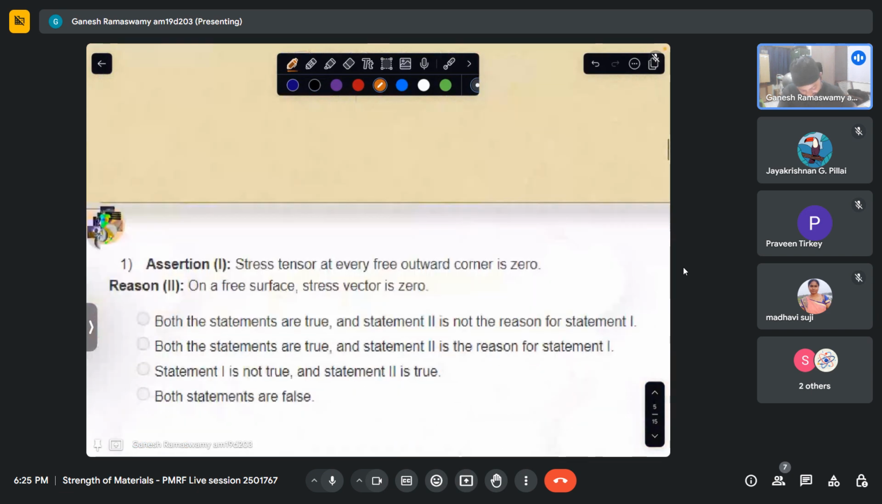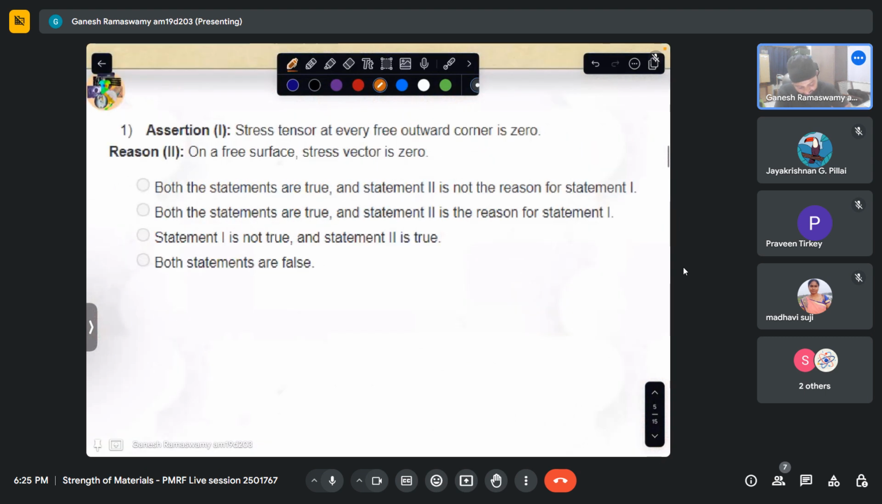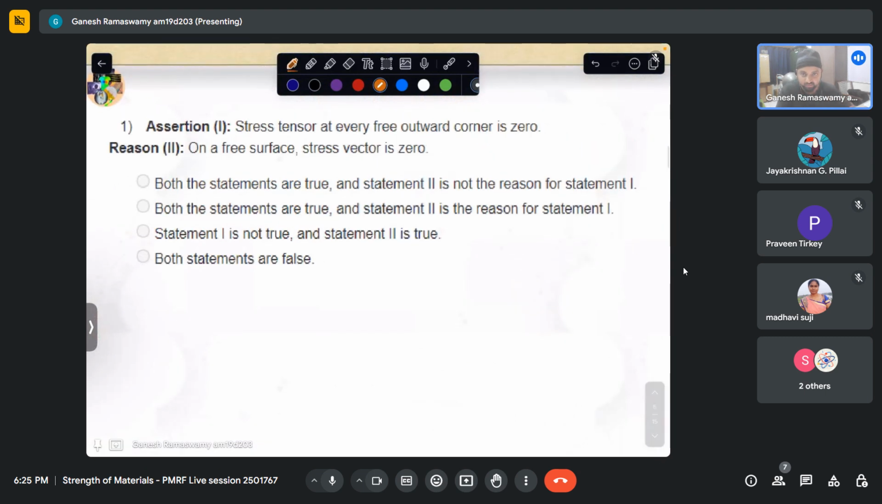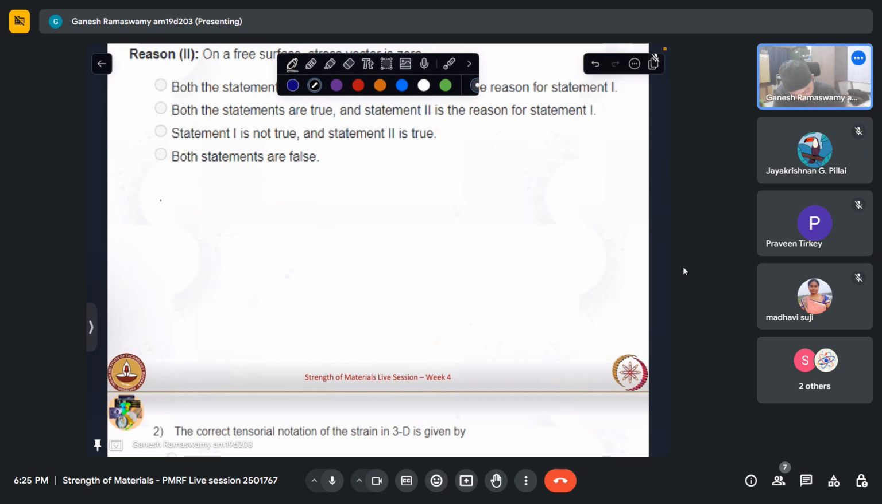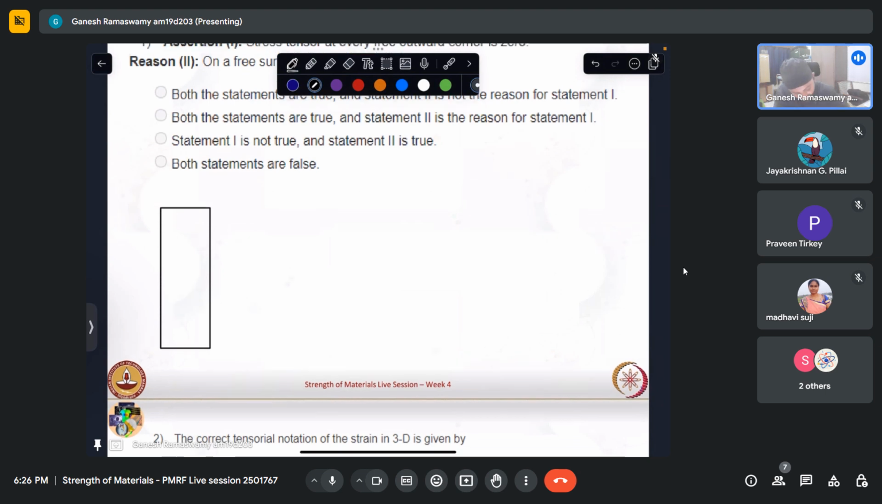Okay, very well. So let us look at this question. I just reordered it a bit so that we have a flow of topics. This question says there is an assertion that the stress tensor at every free outward corner is 0. The reason given is that on a free surface, the stress vector is 0. So let us take the same example as we had earlier. Let this be the case where this was loaded like that.